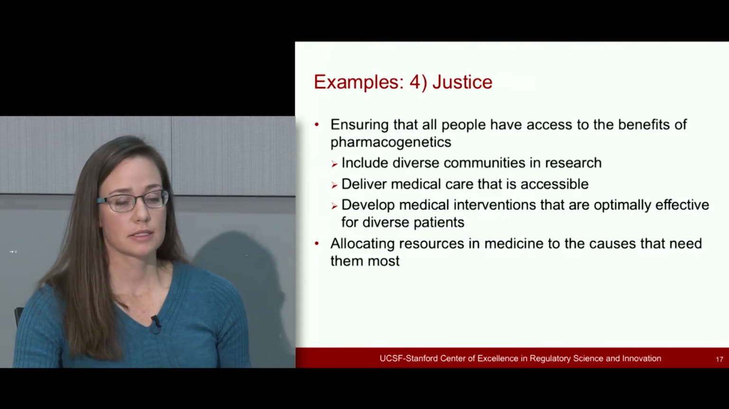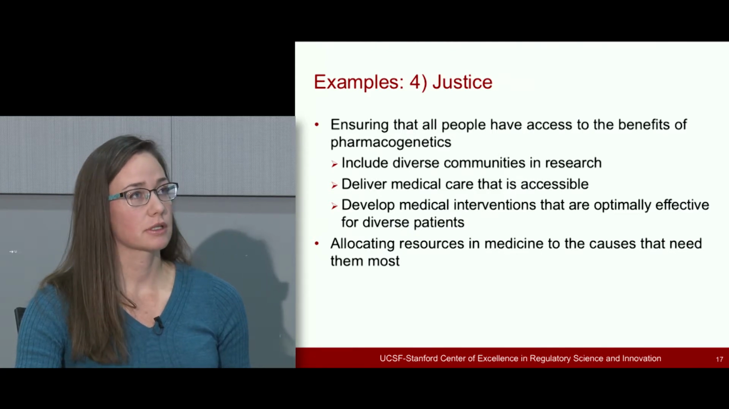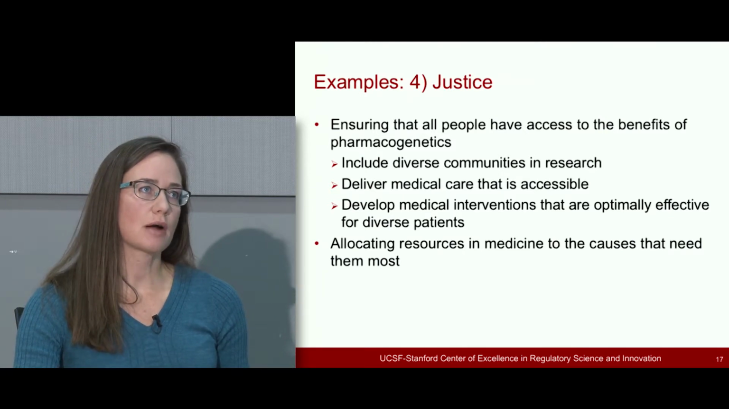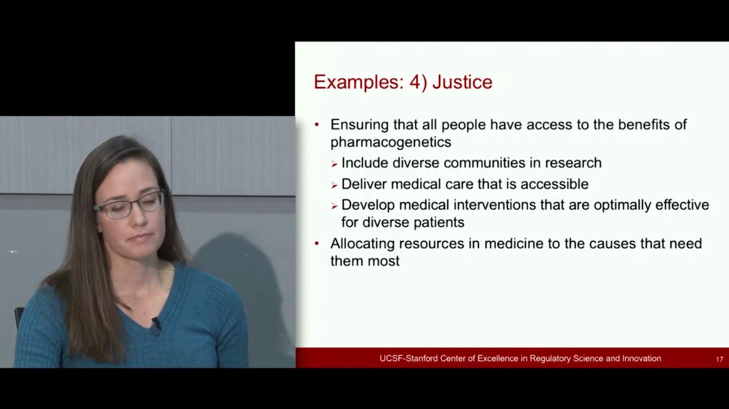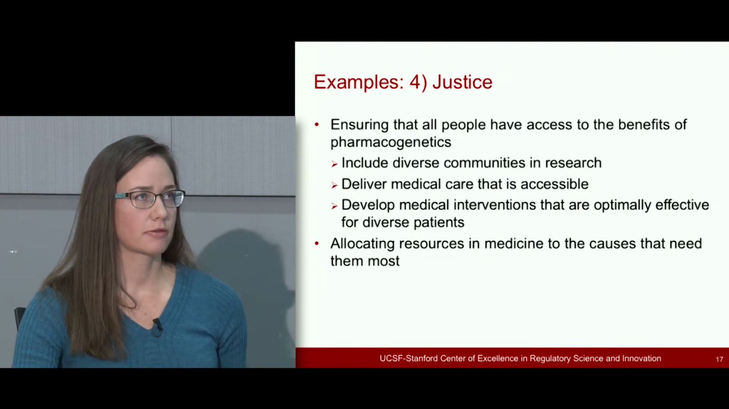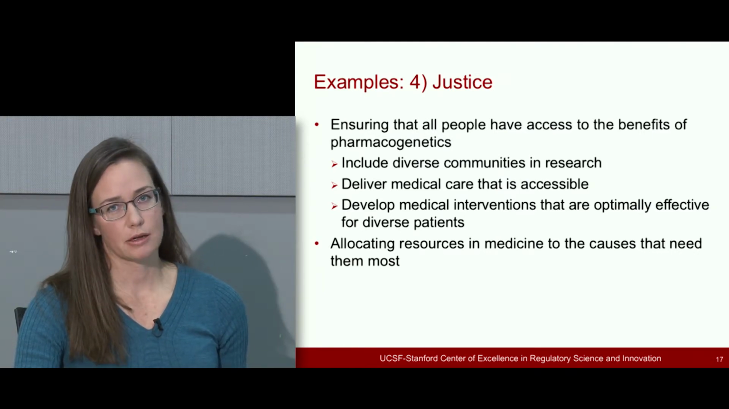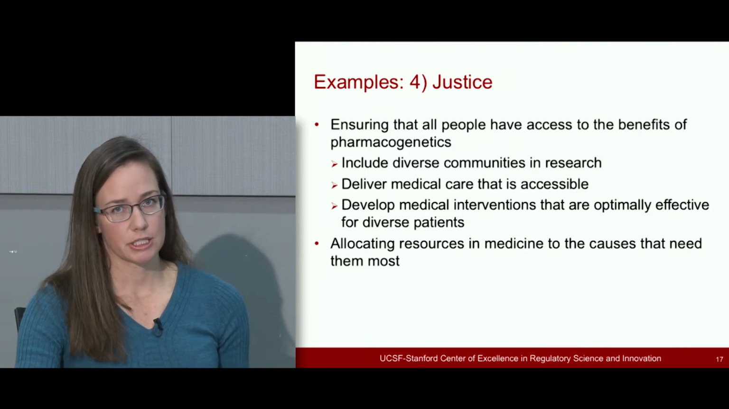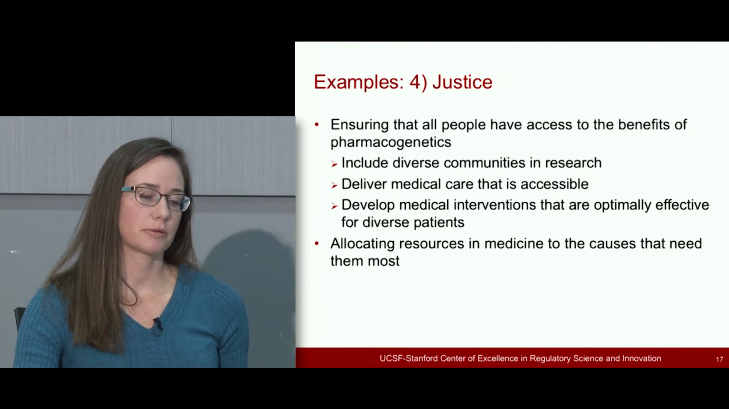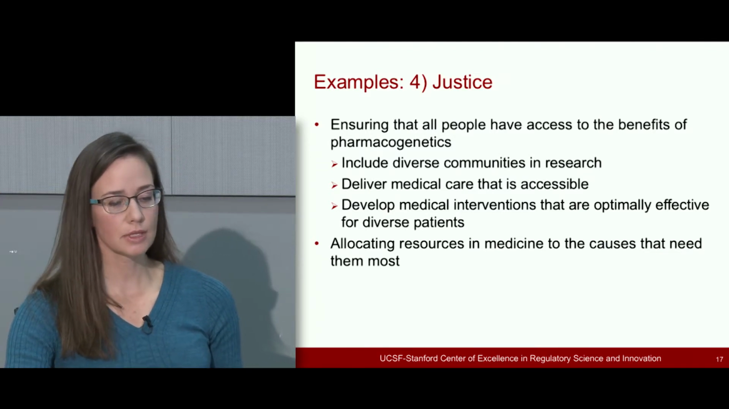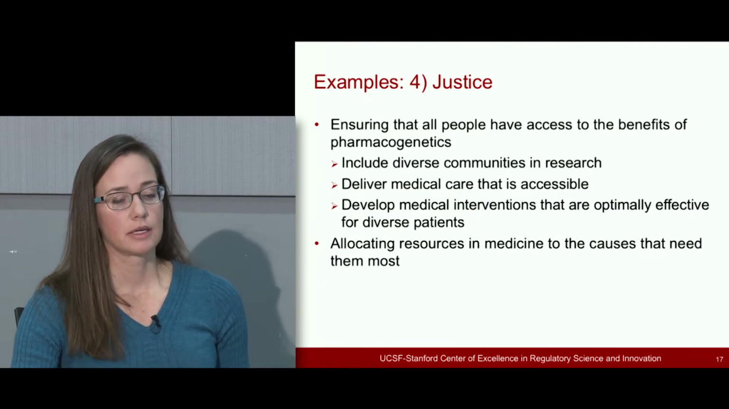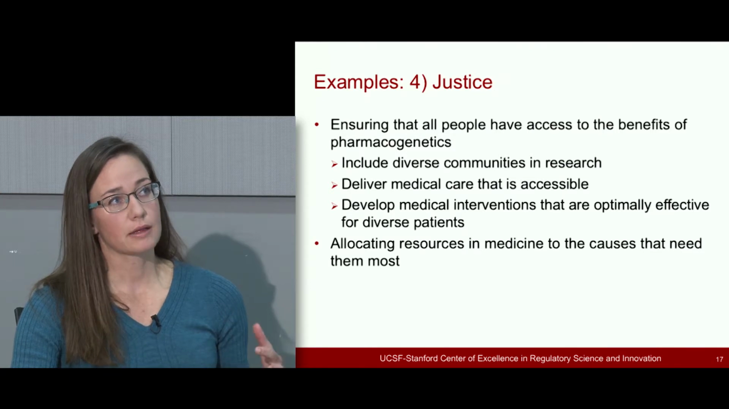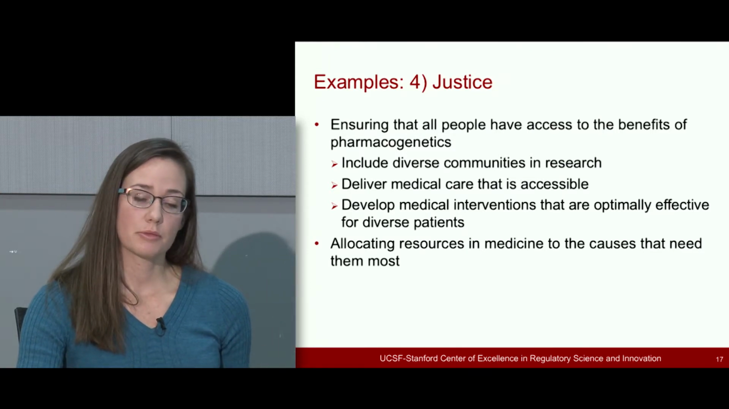And finally, and this is related to making sure we include diverse communities in research, we want to make sure we develop medical interventions that are optimally effective for diverse patients. So if we only include a subset of communities in research, then whatever medical interventions are developed as a result are also optimized for that population. And that would not be upholding this principle of justice. Finally, an additional consideration is that resources in medicine are limited, and we want to make sure that we are allocating these resources to the causes that need them the most.